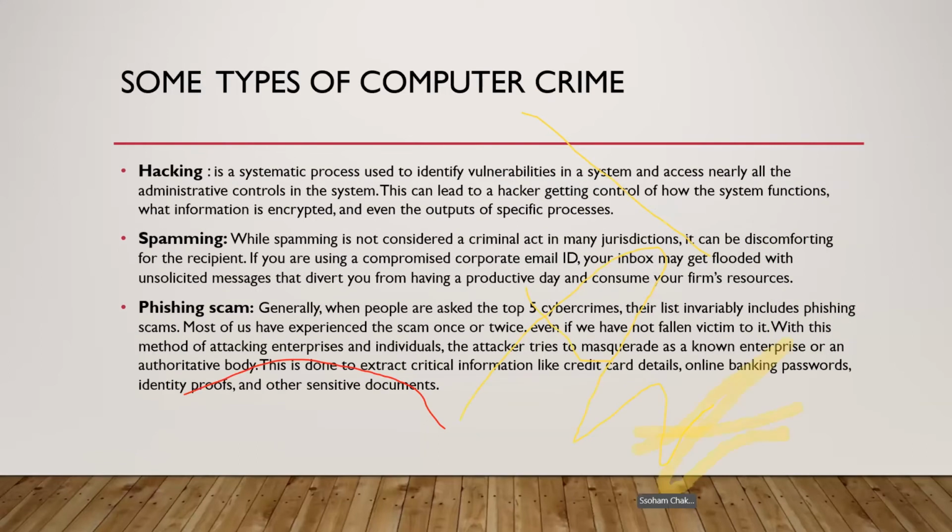Some types of cybercrimes. Hacking is a systematic process used to identify vulnerabilities in a system and access nearly all the administrative controls in the system. This can lead to a hacker getting control of how the system functions, what information is encrypted, and even the outputs of a specific process.